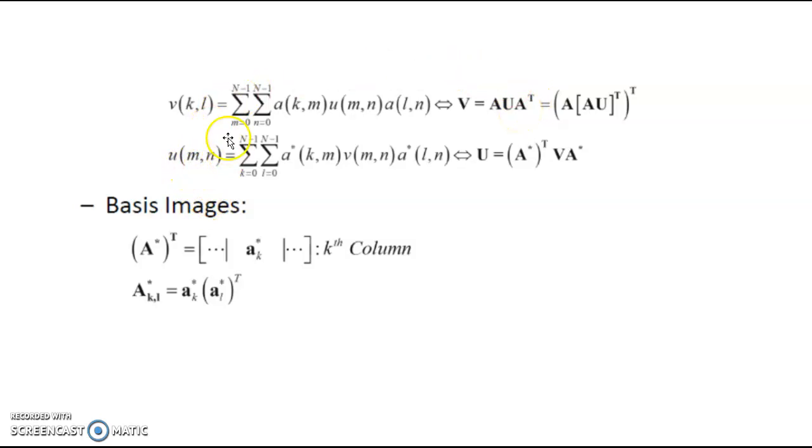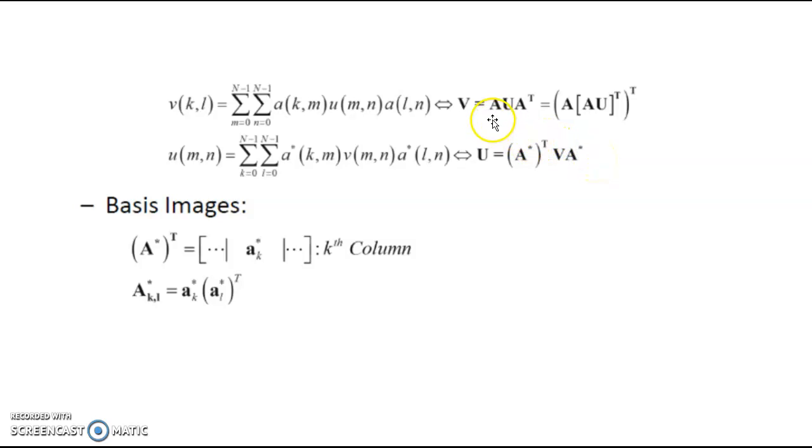Similarly, you can write down the expression for the inverse, that is U_MN. Here also the expression was A conjugate KL,MN, so I just split that into two. So I have A conjugate KM and A conjugate LN. The actual expression was U equal to A conjugate transpose V. Here I split that into two, so I have the new expression U equal to A conjugate transpose V into A conjugate.